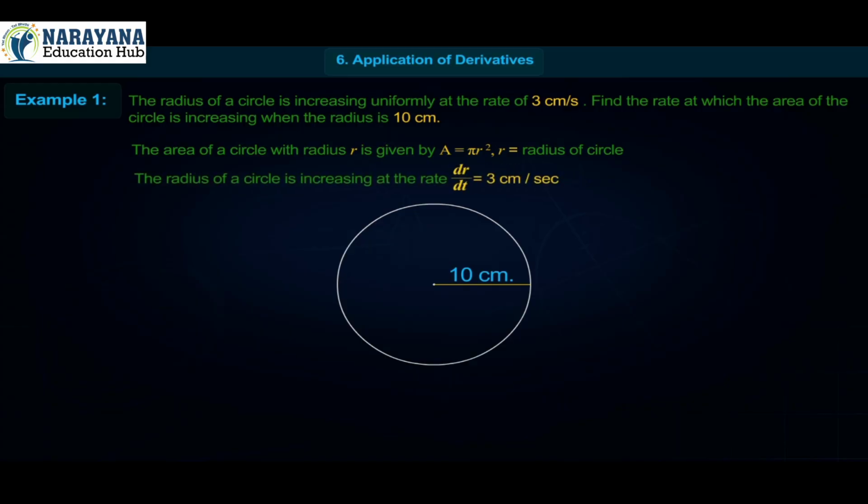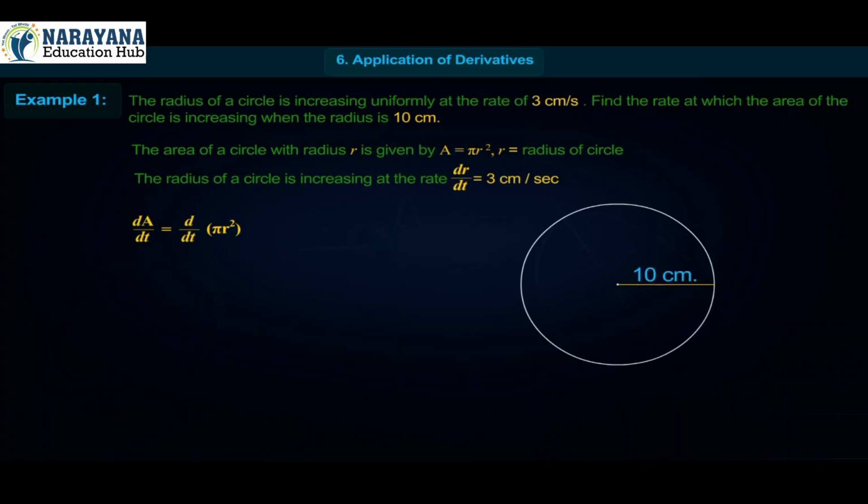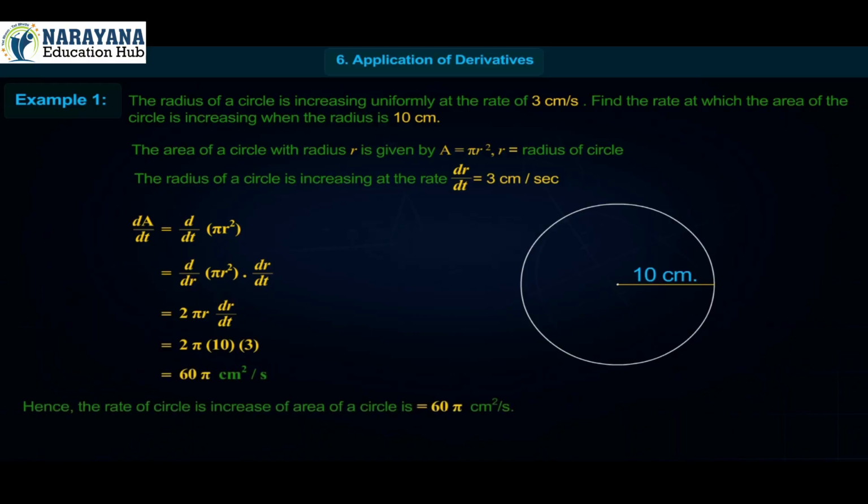The radius of a circle is increasing at the rate dr by dt is equal to 3 cm per second. dA by dt is equal to d by dt pi r square is equal to d by dr pi r square into dr by dt is equal to 2 pi r dr by dt is equal to 2 pi into 10 into 3 is equal to 60 pi centimeter square per second. Hence, the rate of increase of area of a circle is 60 pi centimeter square per second.